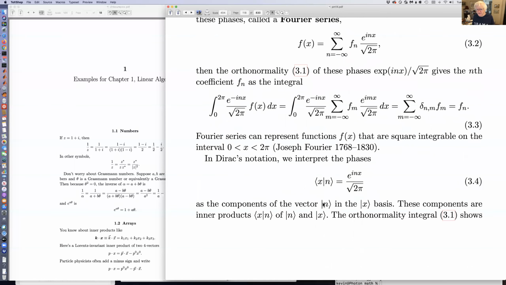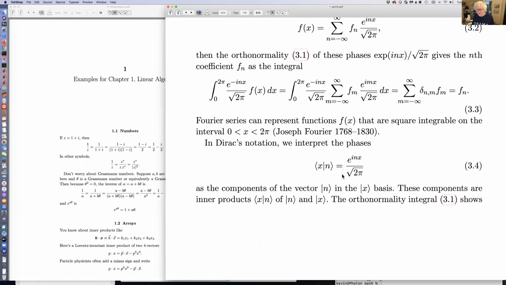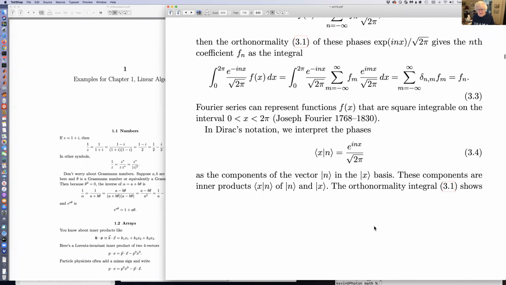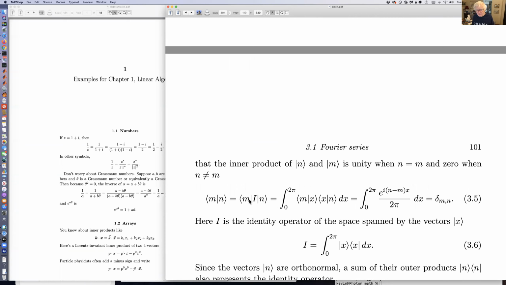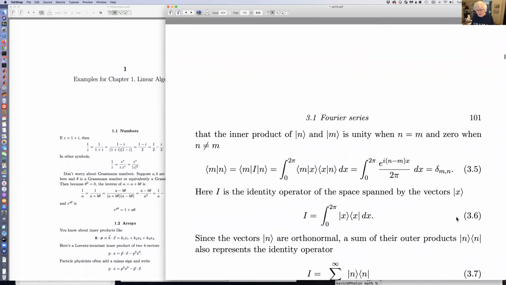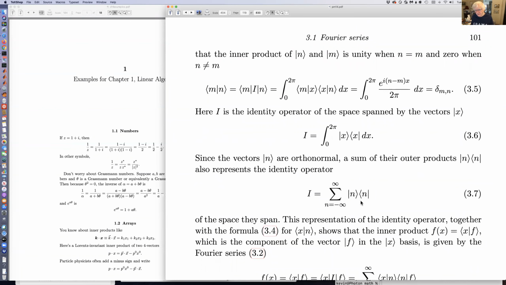If we use Dirac's notation, we can think of this phase factor here as an inner product of a vector n and a vector x. And so the phase factors are the components of the vector n in the x basis. And the orthogonality integral, which was up here, can then be interpreted as the orthogonality of the two vectors, and we can turn that into an integral by writing I, the identity operator, as the integral of outer products of the x vectors. We stick that in there, and then we use this formula, and we recreate that, and we get this. And since these vectors are orthonormal, we can write the identity operator in that vector space this way.